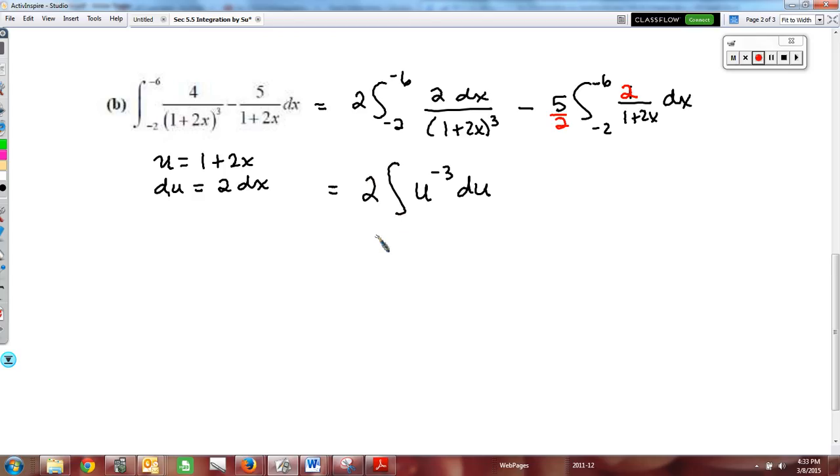Integrate, bring your constant down. I'll do the bounds in a second. Minus 5 halves, my definite integral. This is du over u, or 1 over u du.